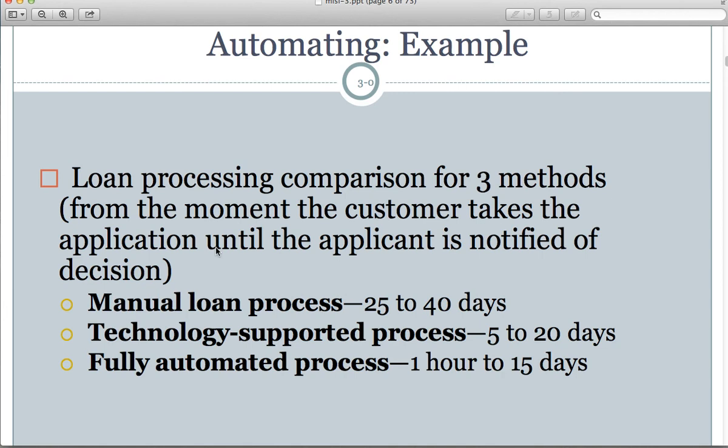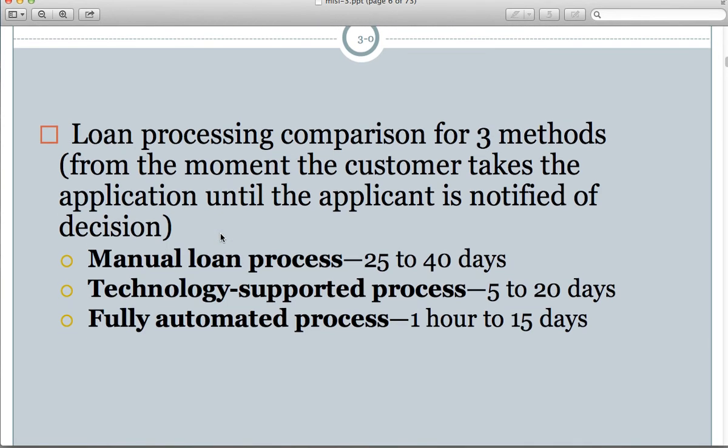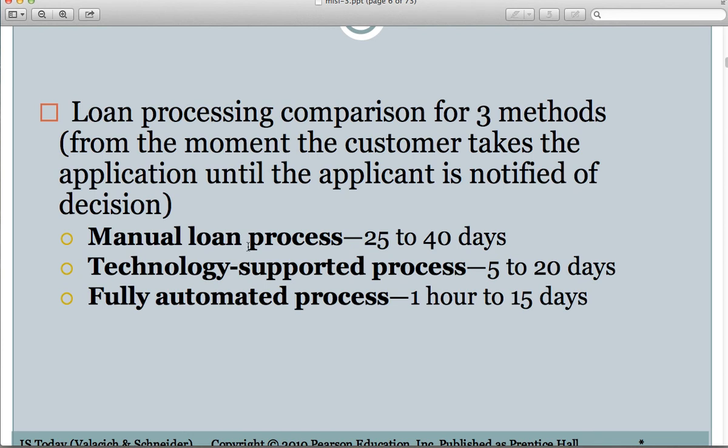So in terms of an example here, loan processing. Comparison of 3 methods, from the moment the customer takes the application until the applicant is notified of a decision. If we look at the manual loan process, actually this happened.